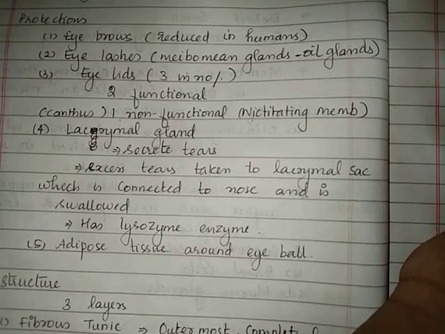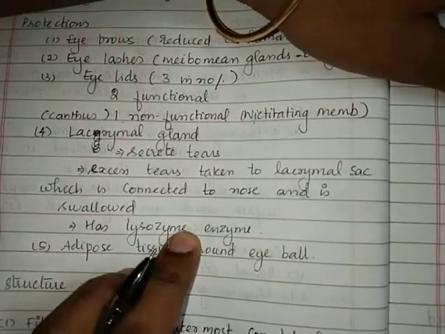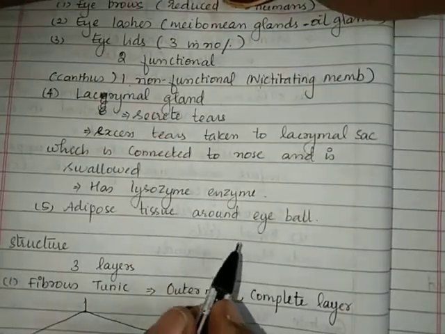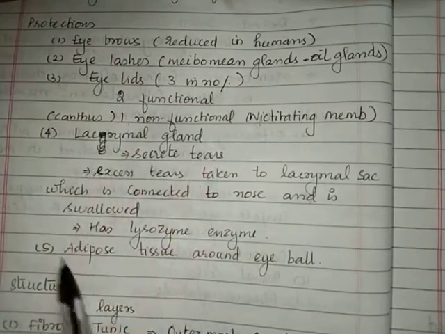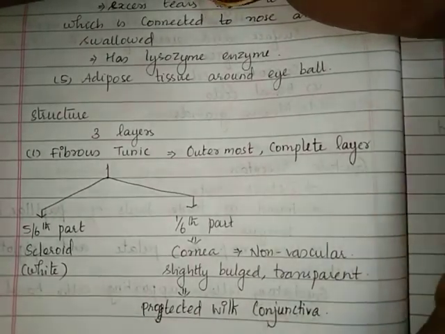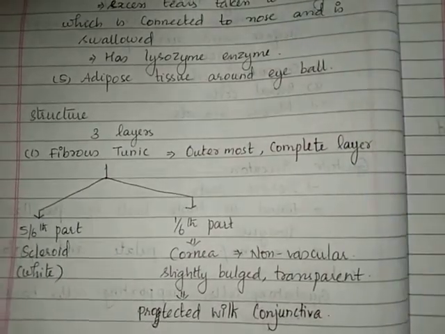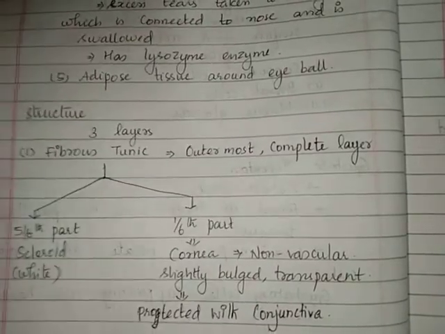The special characteristic of the tears is they have lysozyme enzyme, which has the capability of killing bacteria. The next protection is given by the adipose tissue, which is present around the eyeball. So these are the different types of protection given to eyeballs: the eyebrows, eyelashes, eyelids, lacrimal glands and the adipose tissue. And coming to the structure of the eye, it is made of 3 layers. The outermost layer is called the fibrous tunic, the second layer is called the vascular coat, and the third layer is called the retinal layer.